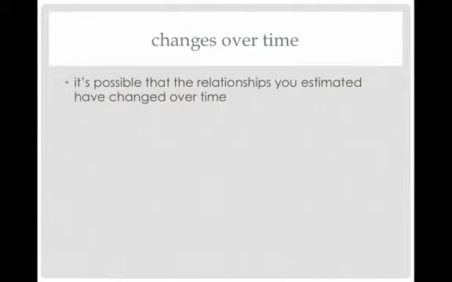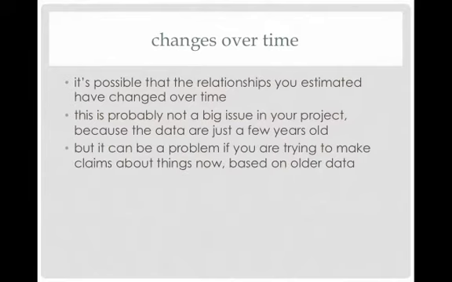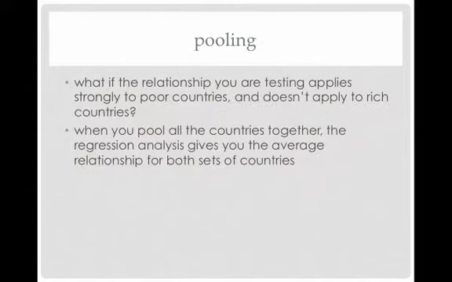Next topic is changes over time. It's possible that the relationships you estimated have changed over time. This is probably not a big issue in your project because the data are just a few years old. But it can be a problem if you're trying to make claims about things now based on older data.